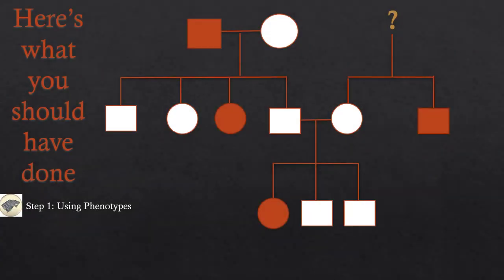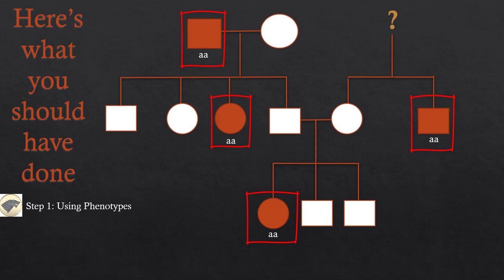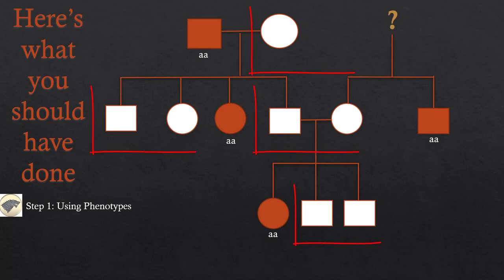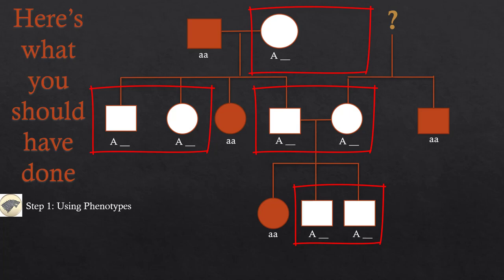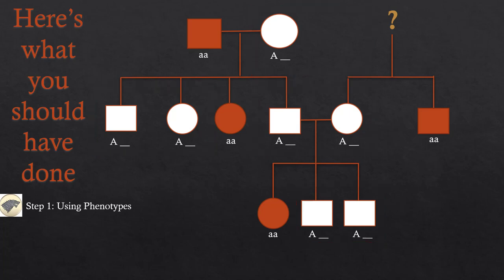All right, here's what you should have done. You use the phenotypes. The first thing I would do is find all of the ones that are recessive and label them as homozygous recessive by putting little a underneath all of the orange shapes. Once you finish that, you know all of the dominant individuals have at least one big A, but you're unsure about the second allele at this point. Go ahead and give step 2 a shot and use inheritance and come back and check the video.